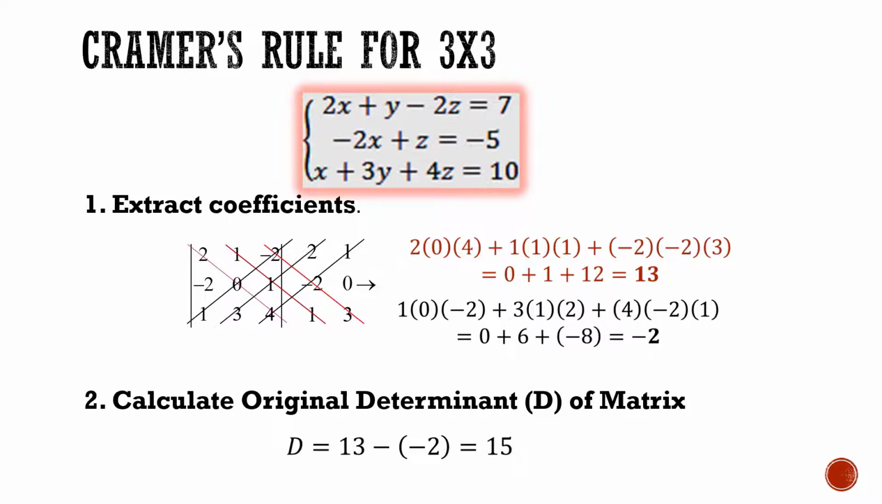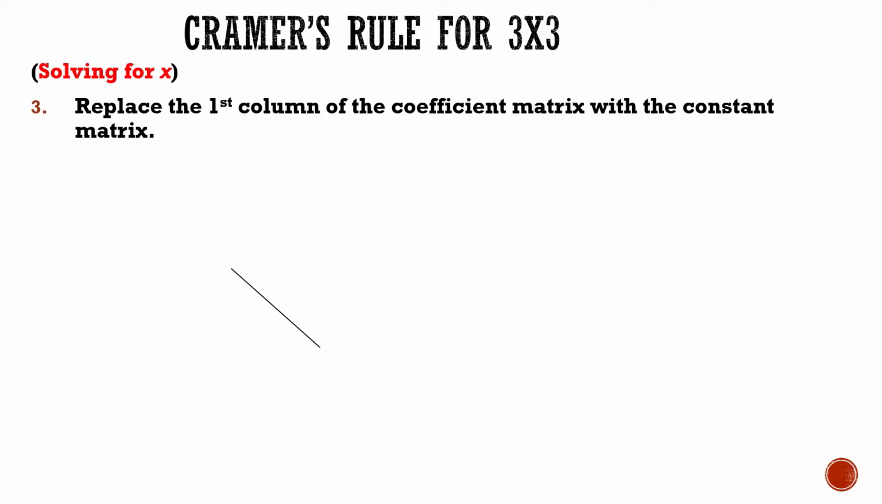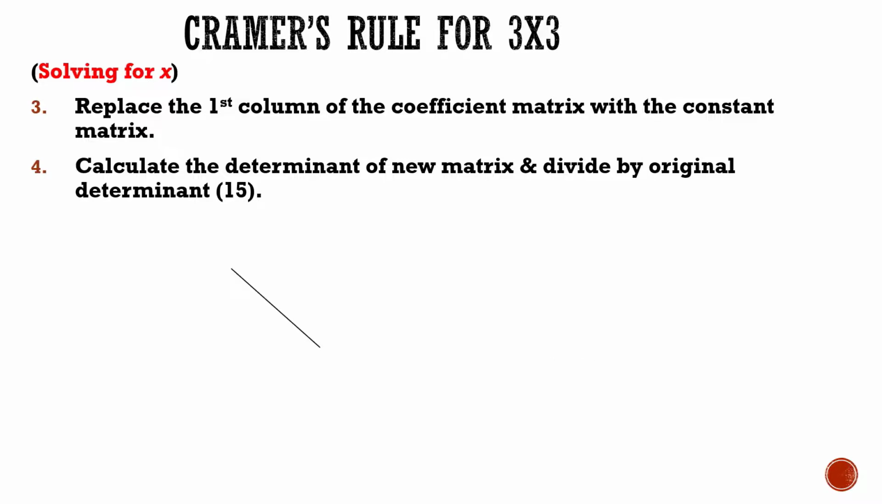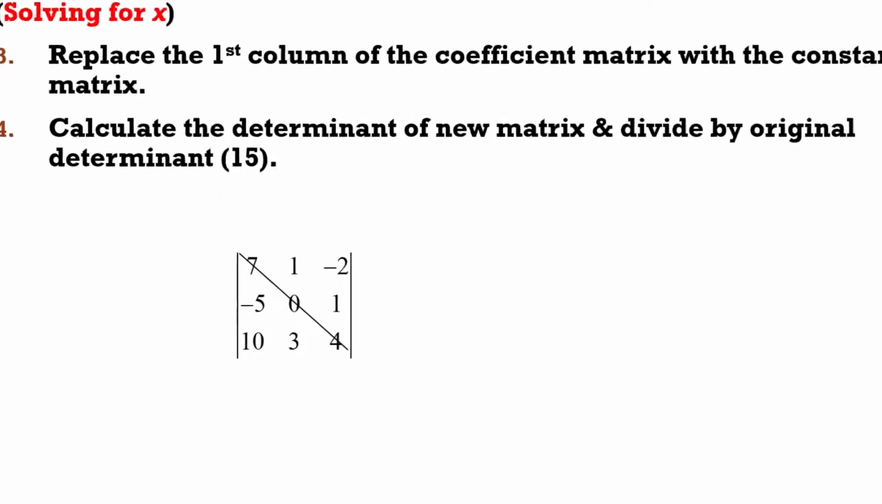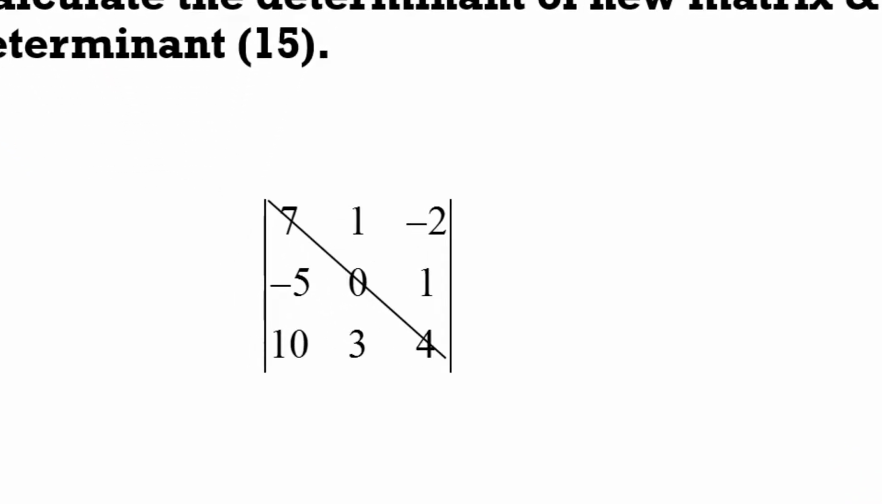Now let's solve for x. We replace the first column of the coefficient matrix with the constant column. Then we calculate the determinant of the new matrix and divide by the original determinant, which is 15. And so you see, the first column has been replaced with the constant matrix.